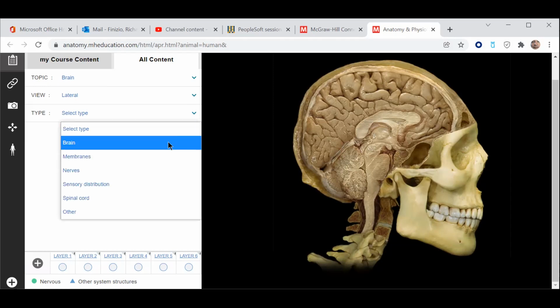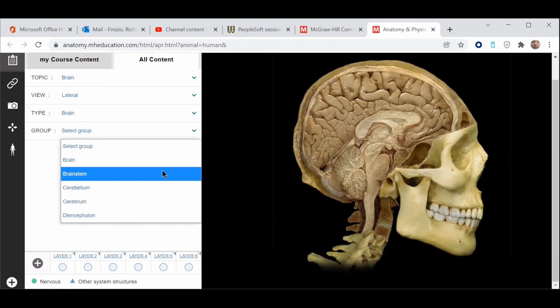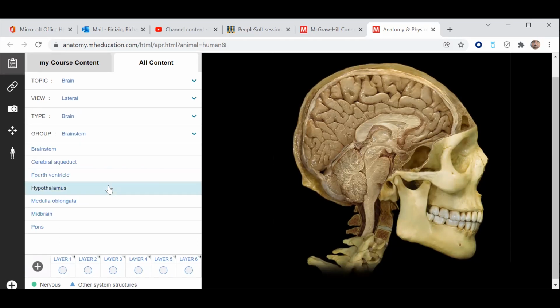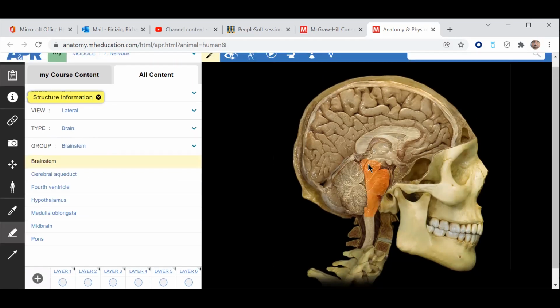So this is a pretty common picture for this. So look at the different things, the brain, of course. You can see the brain stem, which is the midbrain, pons, and medulla oblongata. So pons, midbrain, medulla oblongata. And the diencephalon would be the hypothalamus. And you can also see the cerebral aqueduct here, which is right here between the midbrain, posterior and anterior midbrain.